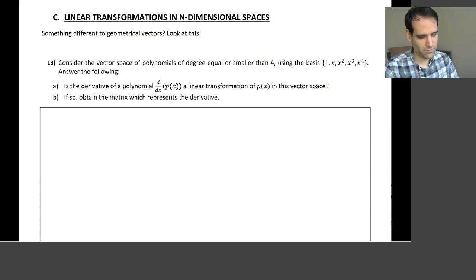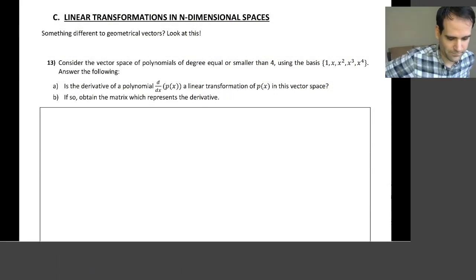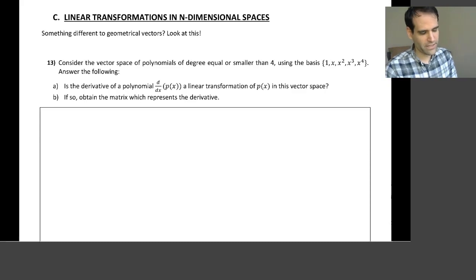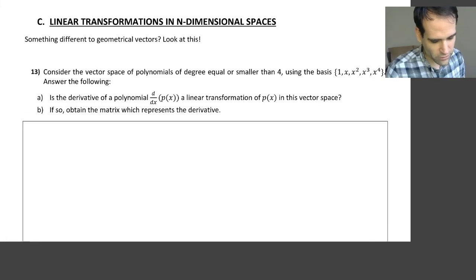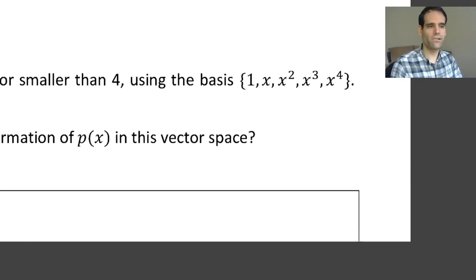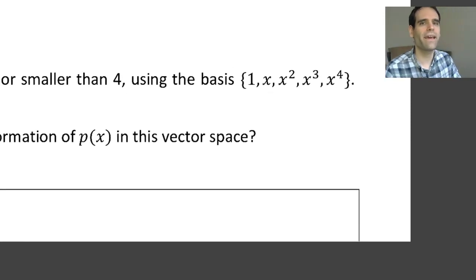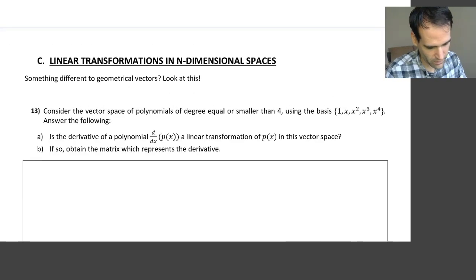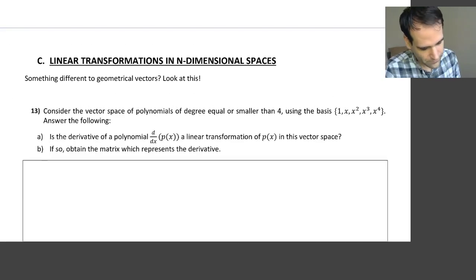This is a problem in your problem sheet, which is problem 13. Okay, so problem 13 starts. Consider the vector space of polynomials of degree equal or smaller than 4, using the bases 1, x, x squared, x cubed, and x to the 4. So those are going to be our basis vectors now. Okay? Answer the following. A. Is the derivative of a polynomial p(x) a linear transformation in this vector space? So is it? Let's find out.